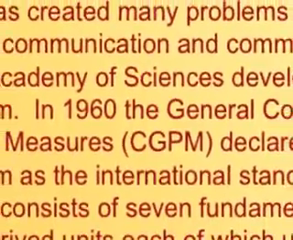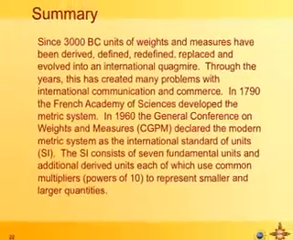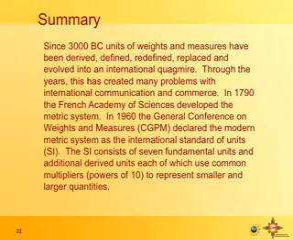So last but not least, in summary, we've been using units of measurement since at least 3000 BC, which is about 5,000 years ago. We may have actually used units and measurements further back than that. Anytime someone has to exchange something of value, they're going to want to know from one day to the next if they're getting the same deal. So they need some way of comparing the mass or the weight of something or the amount of something to see if they're getting a good deal. And it's driven by trade. So these weights and measures have been derived, defined, redefined, replaced, evolved into the international quagmire. Through the years, this has created a lot of problems with international communication and commerce.